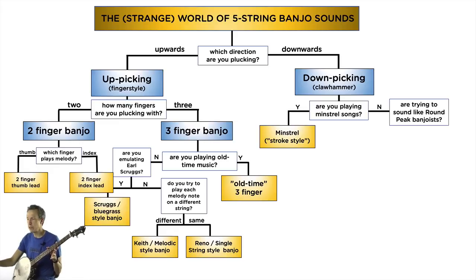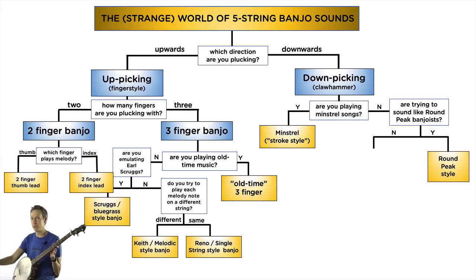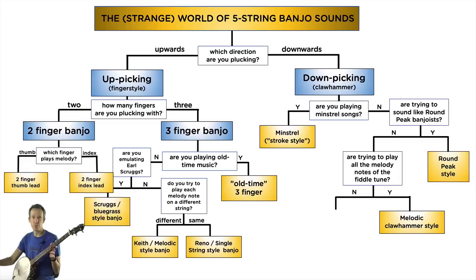And if you recall, some of the characteristics of round-peak banjo are sparse use of brush strokes, fairly frequent use of drop thumbing, and frequent use of a bump-a-ditty rhythm. So if your answer to that one is yes, then you are playing round-peak style. If your answer is no, the next question is, are you trying to play all of the melody notes of the fiddle tune? If your answer is yes, then you're playing melodic clawhammer style. And if your answer is no, then you can just refer to your playing as clawhammer banjo, or downpicking banjo, or frailing banjo.